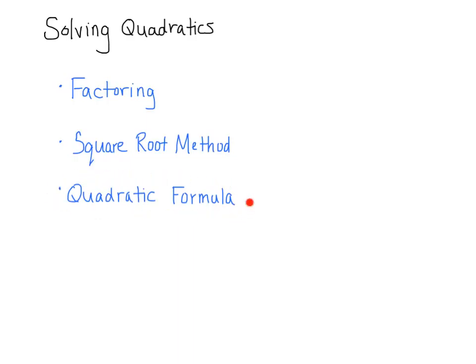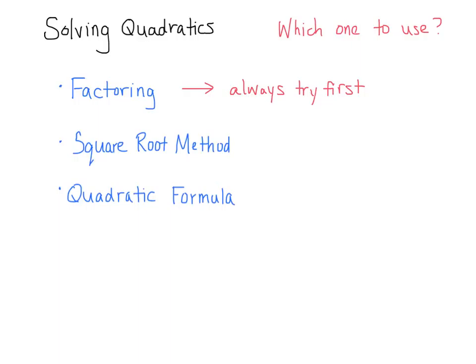And lastly, with the quadratic formula, first off, you have to have the formula memorized, but you also need to set it equal to 0 and identify a, b, and c. A is always in front of x squared, b is always in front of x, and c is always the constant.